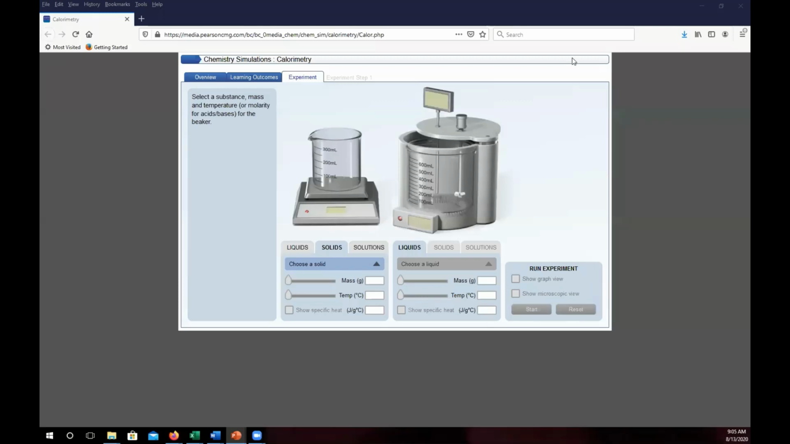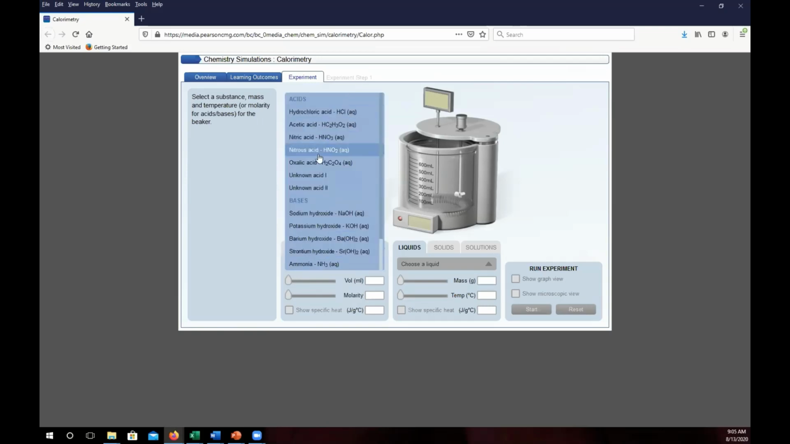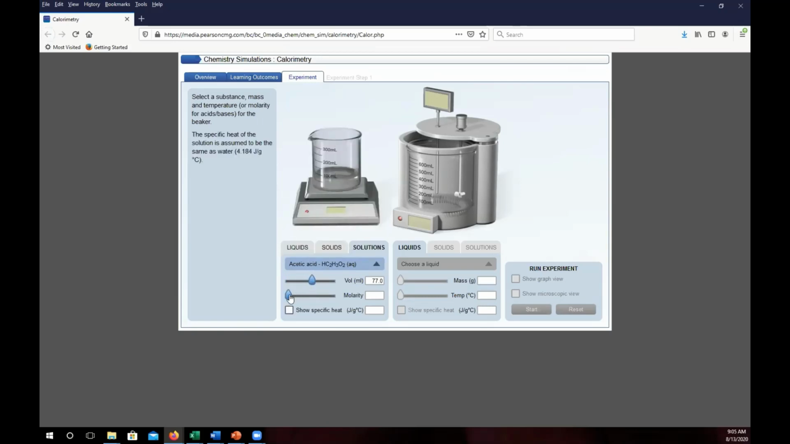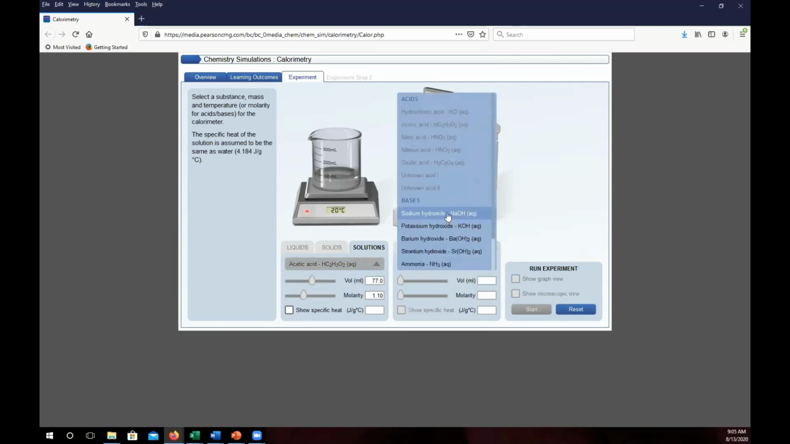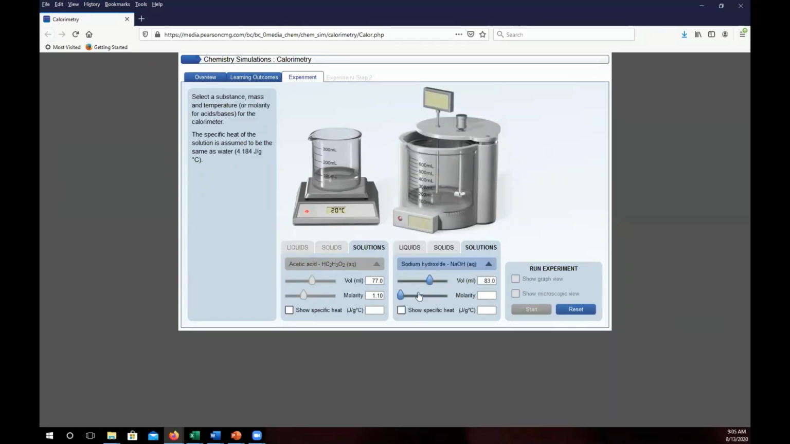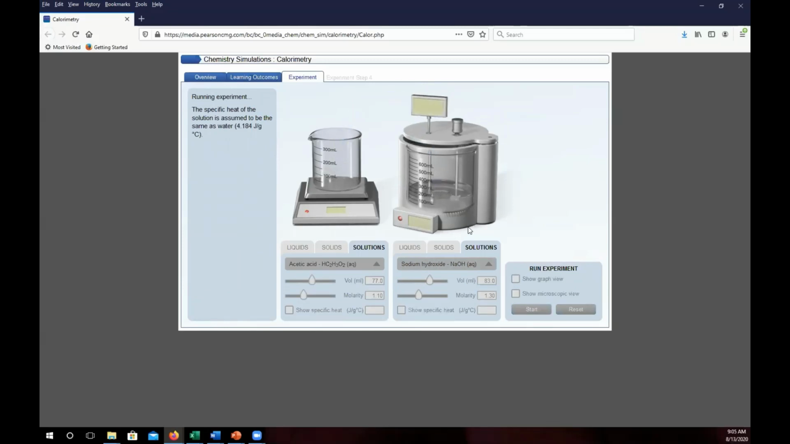The third part of the experiment looks at the chemical reaction of acids and bases. In this part of the simulation, you're selecting different acid solutions and choosing volume and concentration, and reacting these with different base solutions. Again, choosing a volume and a concentration, and going through and measuring the amount of heat that is generated in this reaction.